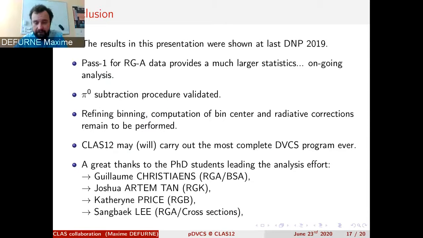And I just want to finish with a great thanks to the PhD students that are committed in this analysis effort. We currently have 4 PhD students that are looking at all the data we have collected so far. Guillaume Christiaens for run group A and Sangbaek Lee, Joshua Artem Tan for run group K, and finally Catherine Price for run group B. So thank you very much.